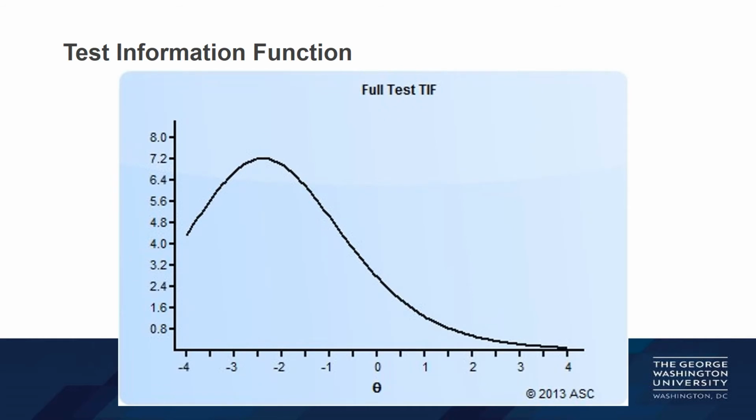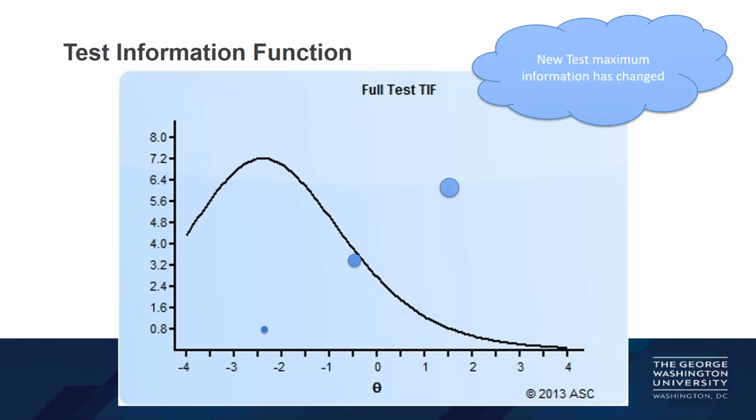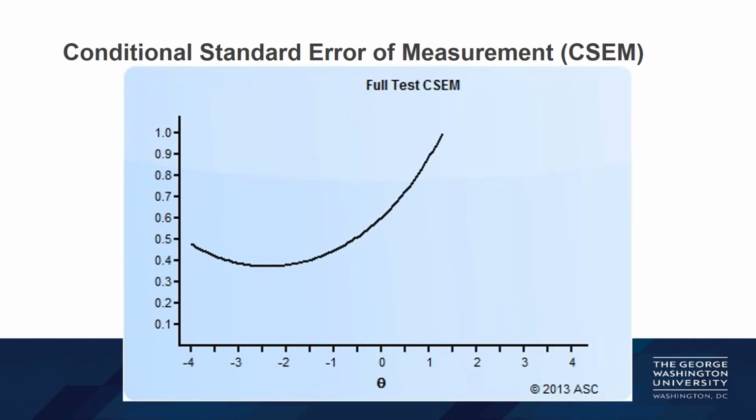A test information function. Here's an example of another realistic test information function with 8 items. We know with the new test, where we maximize information has changed. So now, instead of being around 0, we would know a lot about persons that actually have a very low trait, probably around -1.5.